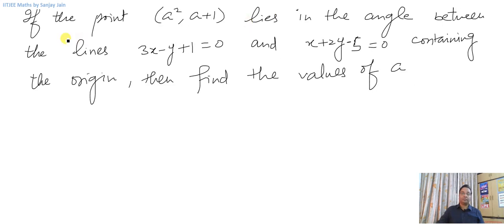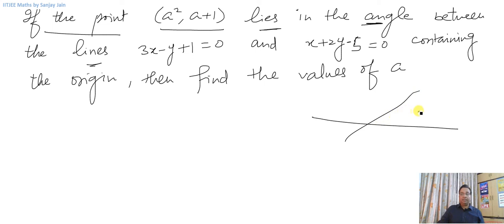In this question, there is a point (a squared, a + 1) which lies in the angle between these two lines. Okay, let us say there are two lines and this point lies here, containing the origin. That means the origin or the point (0, 0) is also here, right? So what can I say about this point and this point? These 2 points lie on the same sides of both lines.